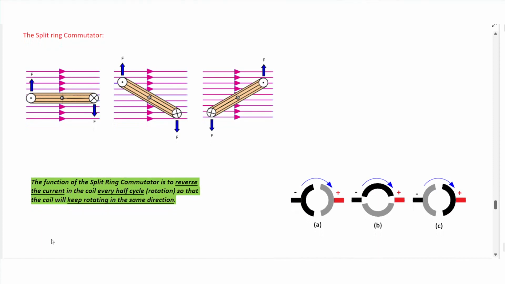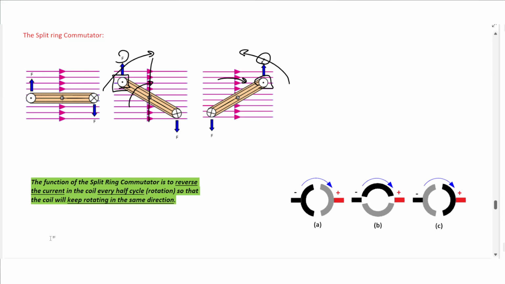Now, the coil is connected to something called a split ring commutator. Without the split ring commutator, the wire will rotate until it becomes vertical and by inertia continues. But since the same direction of current and field creates the same direction of force, it first goes one way and then it will go the other way. But we need the motor to keep rotating in one direction, so we connect it to a split ring commutator.